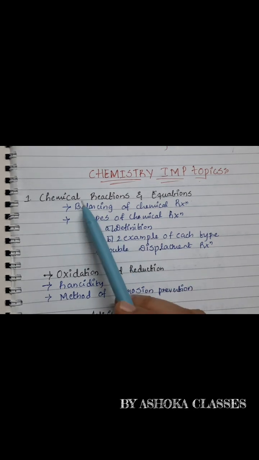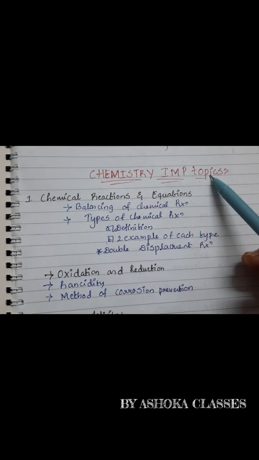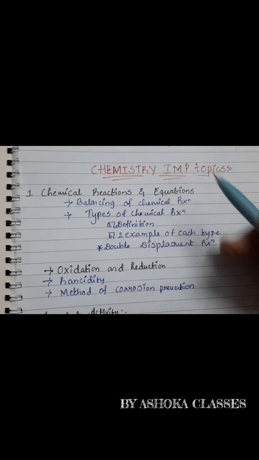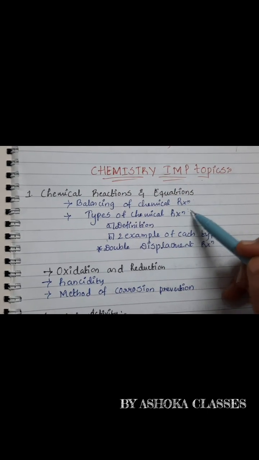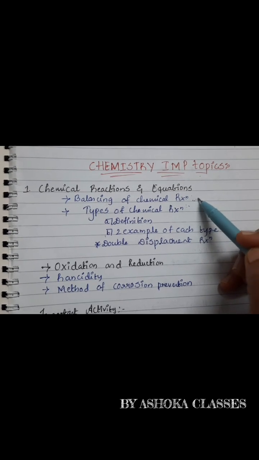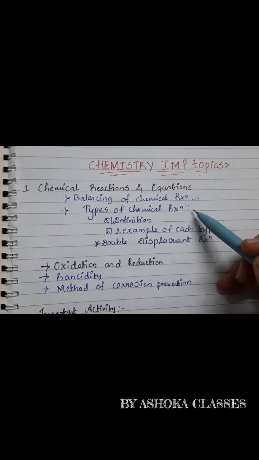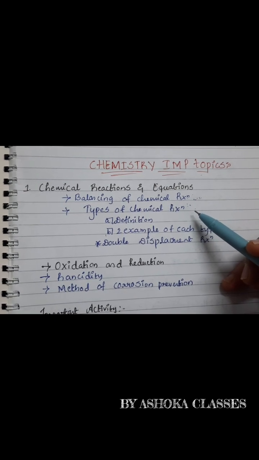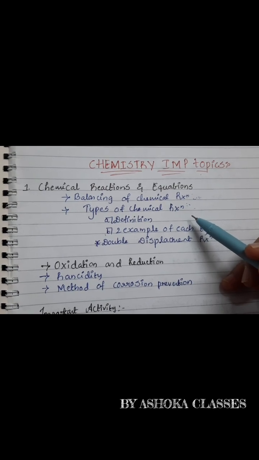The first chapter you have is Chemical Reactions and Equations. In this chapter you have to go through only these topics. First comes the balancing of chemical reactions. You have to know how to balance a skeletal chemical reaction, and second is the types of chemical reactions. You have to remember their definitions, and it's compulsory to remember two examples of each type. So you have to remember every type of chemical reaction.